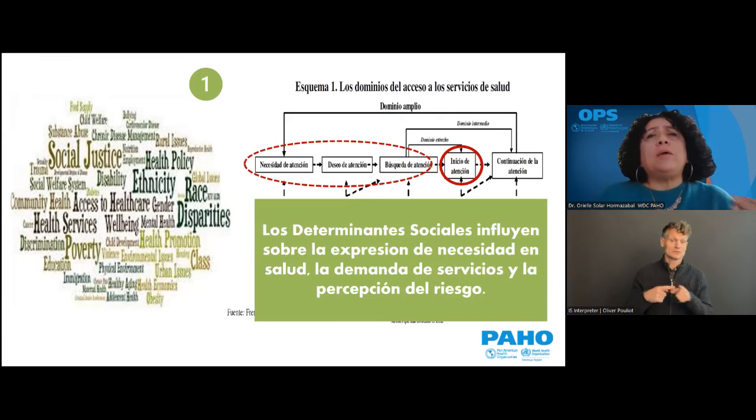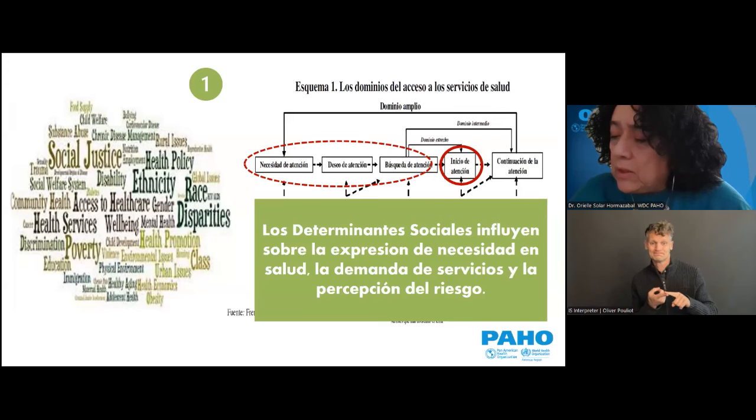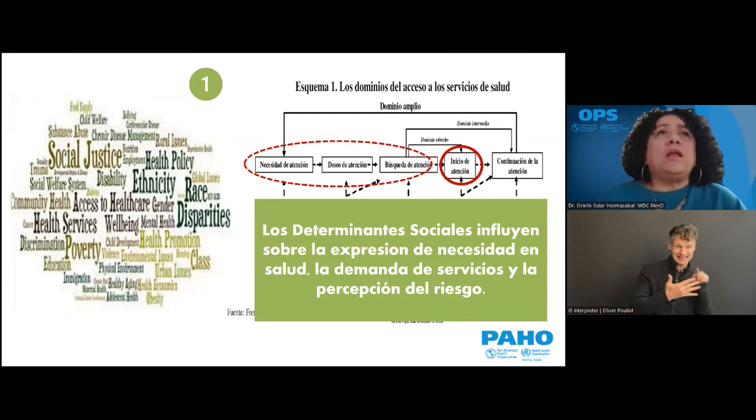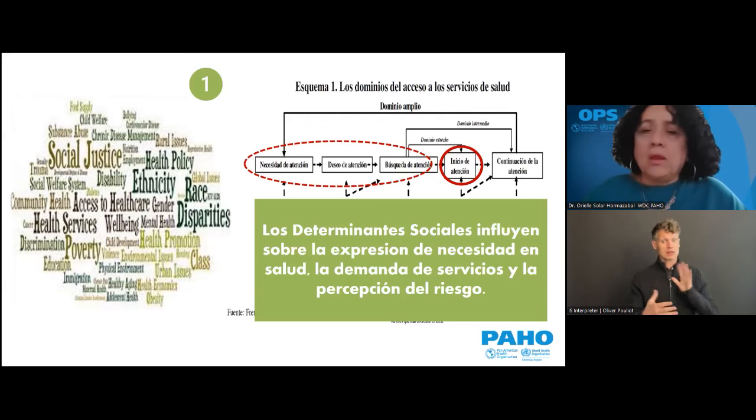Elimination is what we're talking about here too. So the first thing that we need to reinforce is that social determinants influence the expression of need for care, and they also influence the demand for services and the perception of risk.